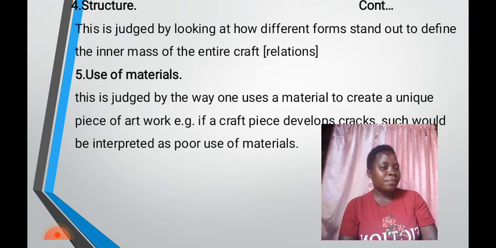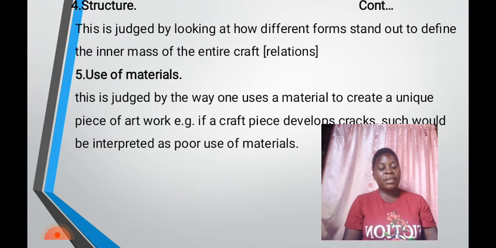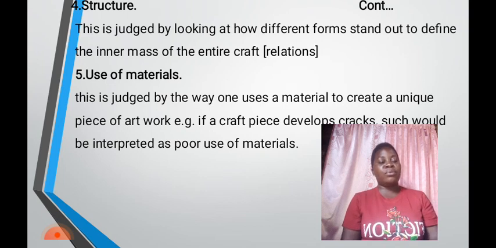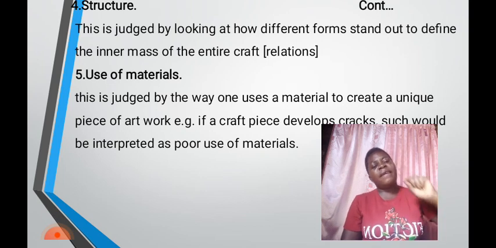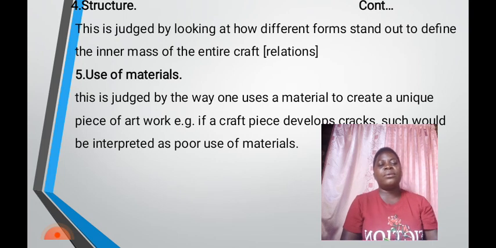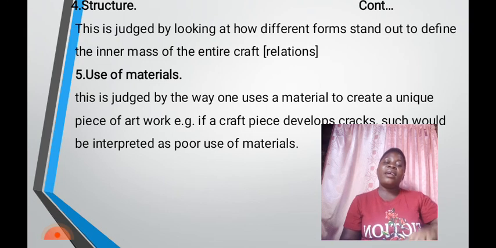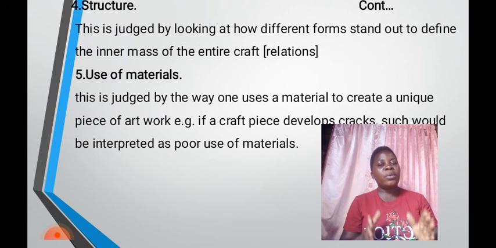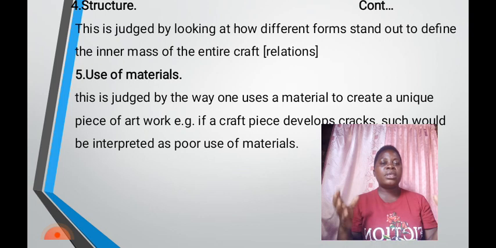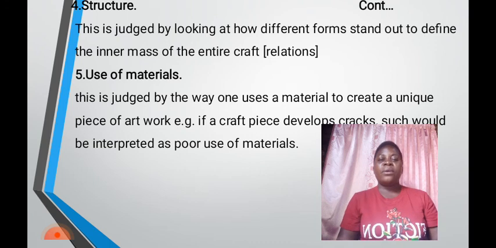Are we together? For example, if I give you a cup to draw and you draw a very tiny handle there, therefore the whole structure will go wrong. So that's why we are defining it. We judge it by looking at how different forms stand out to define the inner mass. Are we together? Okay, let's look at the use of materials.